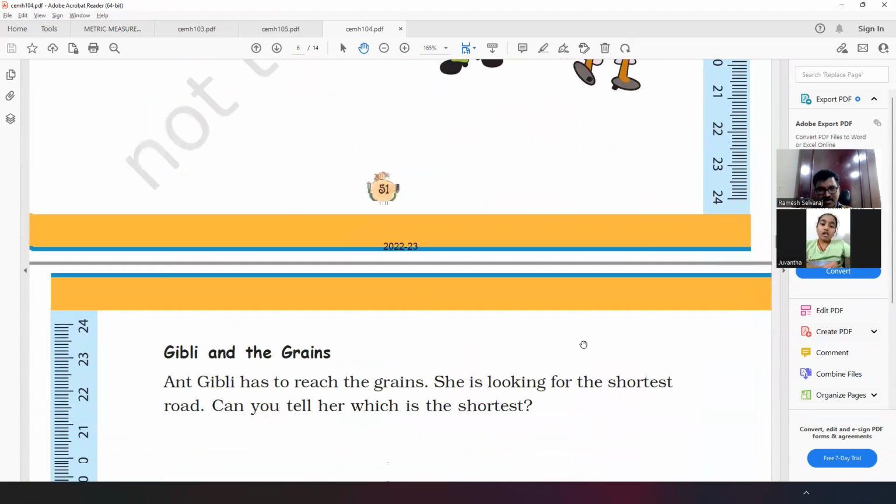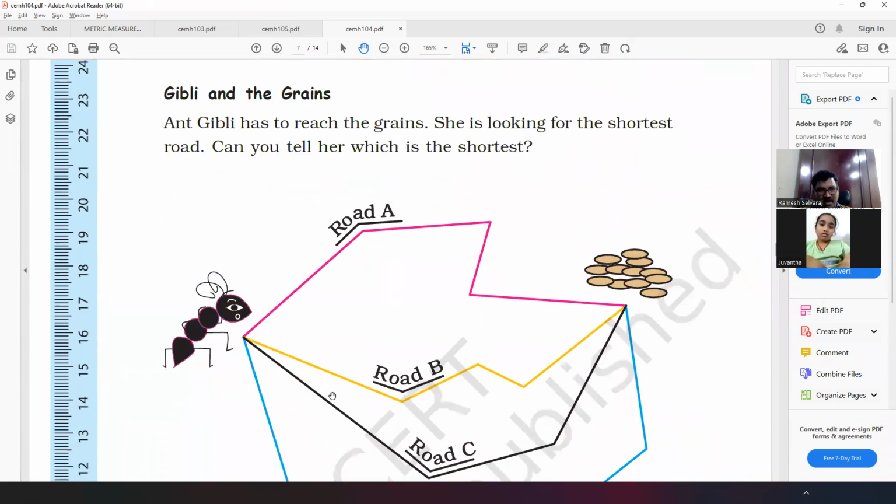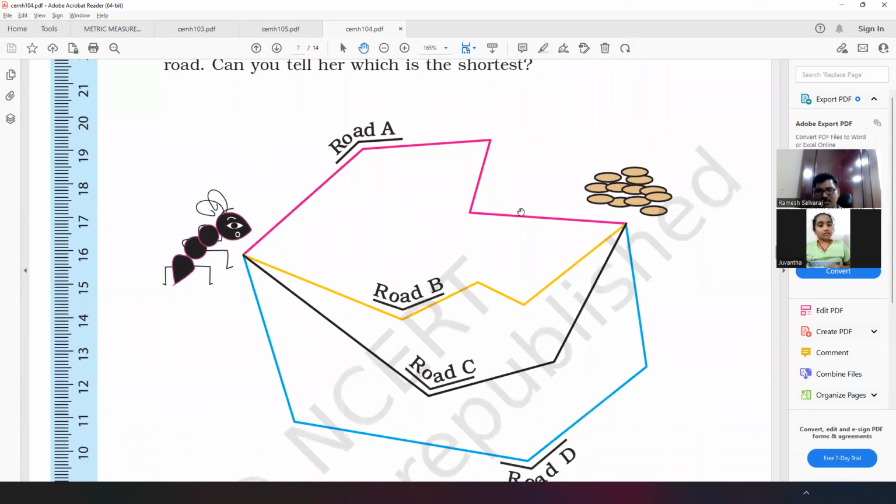Okay, then let's see this one. Here you see one ant is here, and this is Ghibli. And Ghibli has to reach the grind. Here you see this has to reach the grind. Grind means something to eat. This ant has to reach this grind. She is looking for the shortest road. Shortest road means smallest one. Can you tell her which is the shortest out of this?